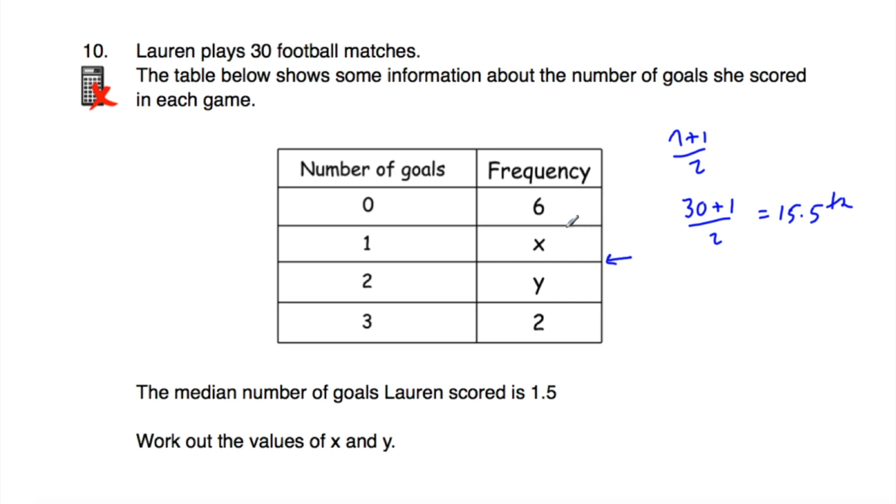So that means that 6 plus 9 is equal to 15, so there's going to be 9 number 1s. Now, let's work out how many number 2s there would be. Well, we know there's 30 altogether, so 6 plus 9 plus 2 is equal to 17. And then if we do 30 take away 17, that's equal to 13. So that means there's going to be 13 number 2s. So it means there's going to be 9 number 1s and 13 number 2s. So the value for x and y would be 9 and 13. And that's it. Let's write that down.